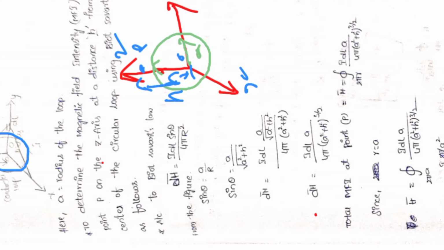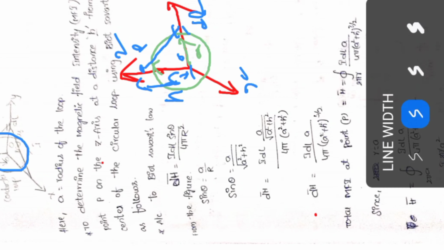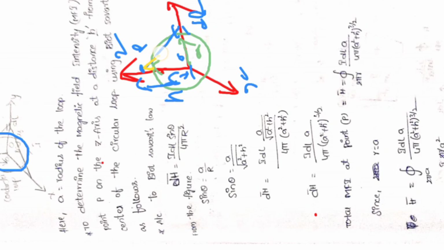Due to a small differential length dL that we assume, we are calculating the magnetic field intensity at this point. A current I is flowing through this loop. The point P is located on the z-axis. At this point we are calculating the magnetic field intensity according to Biot-Savart's law.